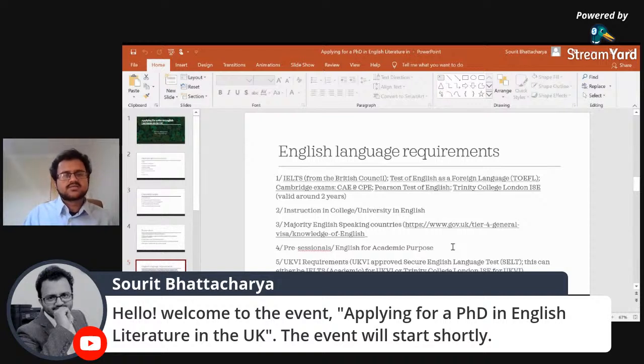And finally, if you are thinking about pre-sessionals, then in order to do that, UKVI, the United Kingdom visa and immigration authority, requires you to take a Secure English Language Test, SELT. This could be either IELTS Academic or Trinity College London, ISE, etc. So the point being, these are tests that you have to take if you're not coming from one of these majority English speaking countries, and they are going to charge you some money. So just take it, make sure that you have this knowledge.